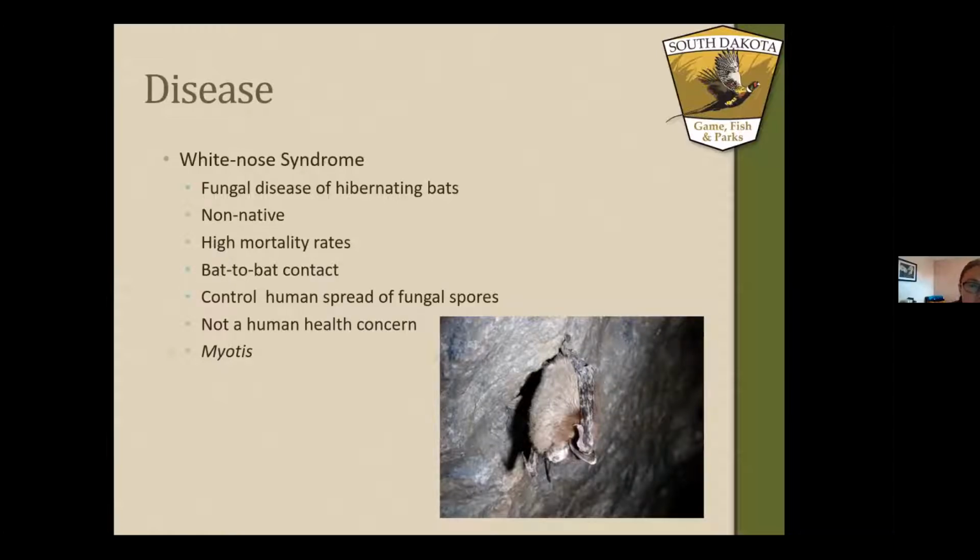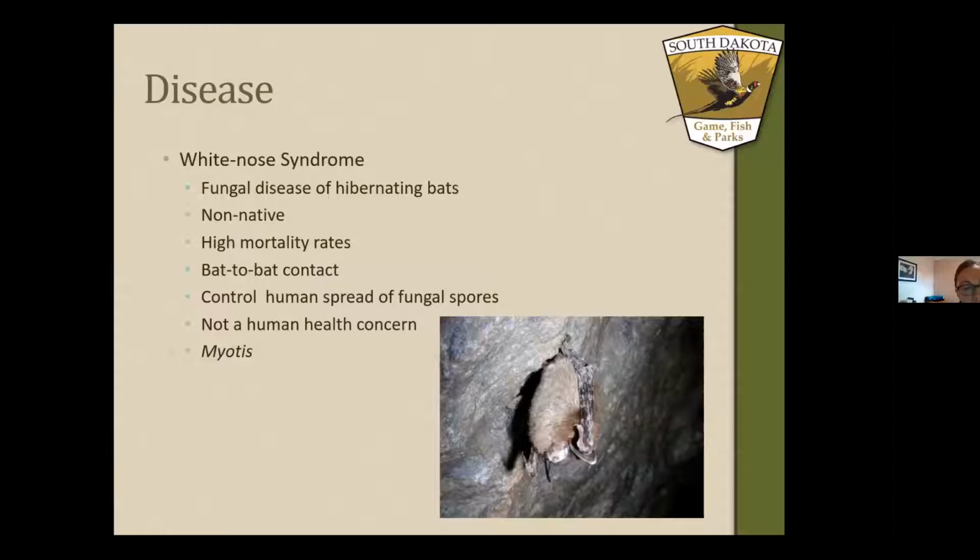When the fungus gets into one of the hibernacula and it infects the skin, there are very high mortality rates, like 95, 99% mortality rate in hibernacula. Transmission of the disease is primarily bat-to-bat contact. And in terms of humans managing the disease or reducing the impact to bats is somewhat limited at this point.